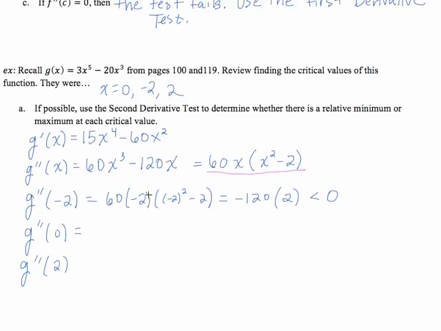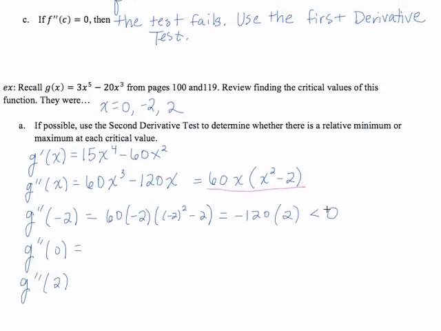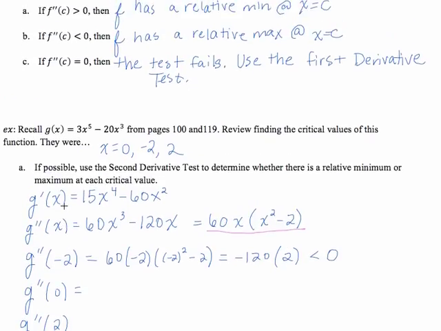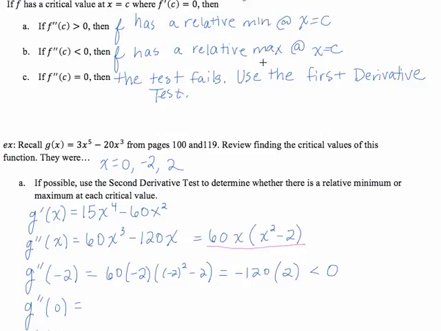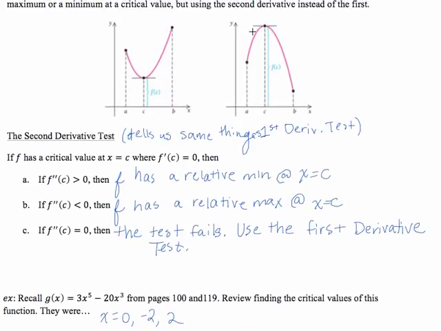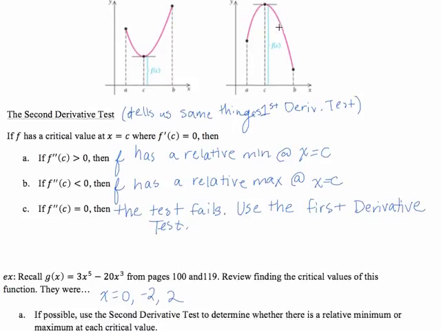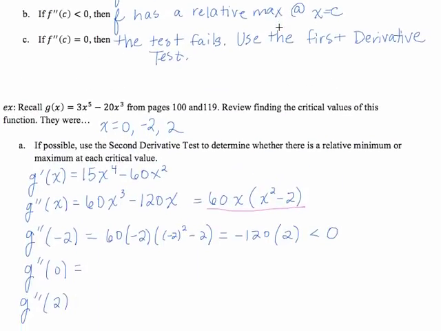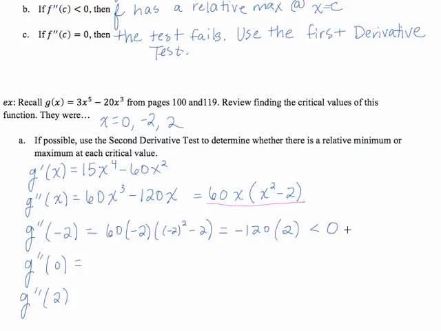So since the second derivative at negative 2 is negative, that means the function g is concave down at x equals negative 2, which means by this test that g has a relative maximum at negative 2. It must look something like this here at negative 2. It's going down, and the first derivative equals 0 at that point. So we have a max at negative 2.